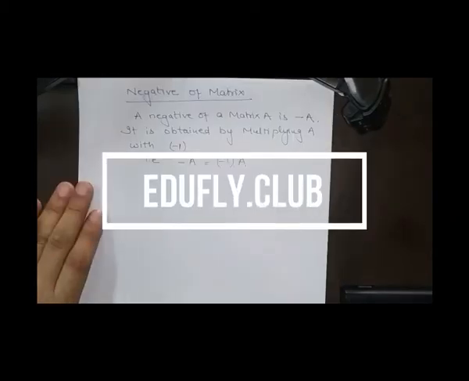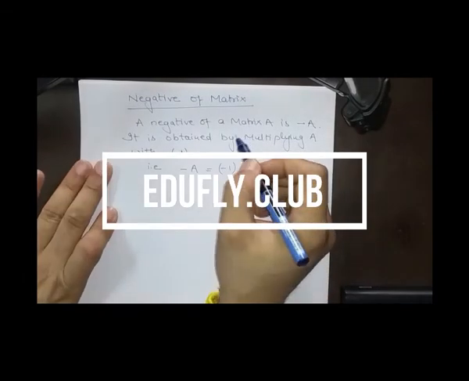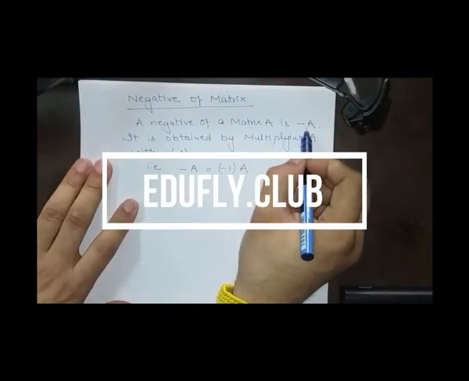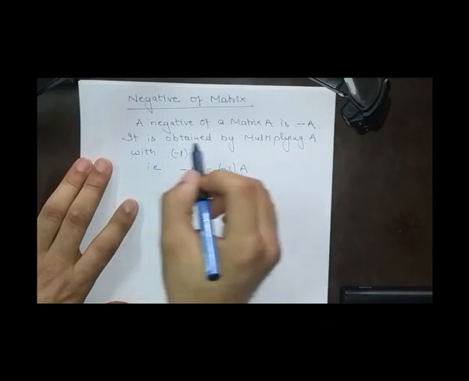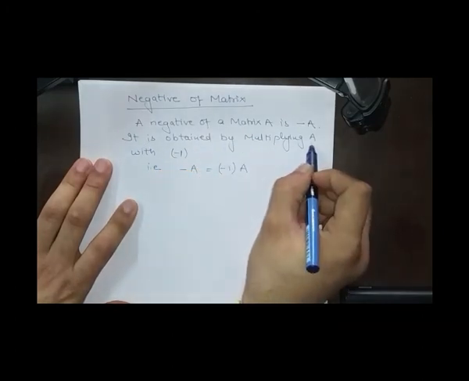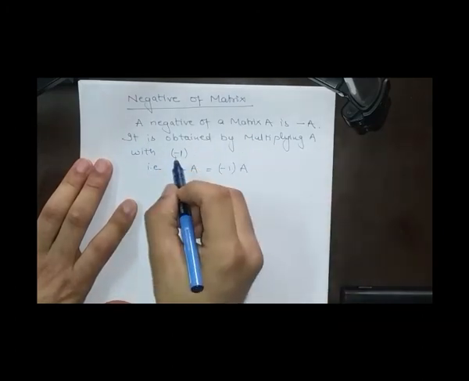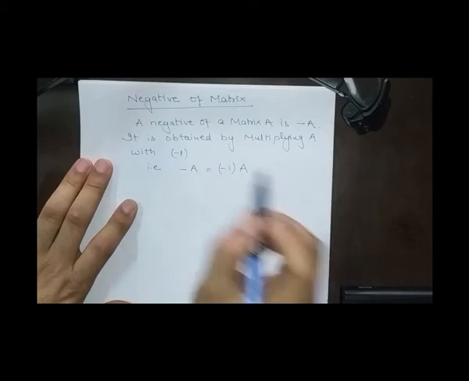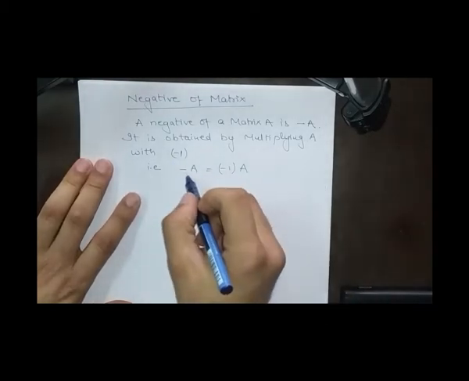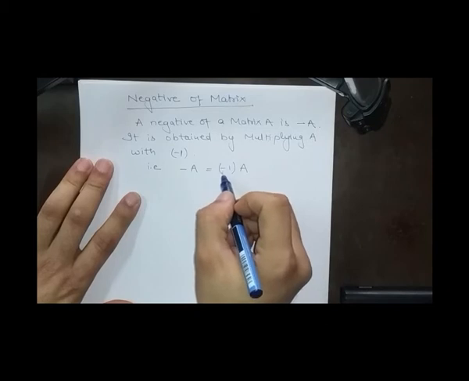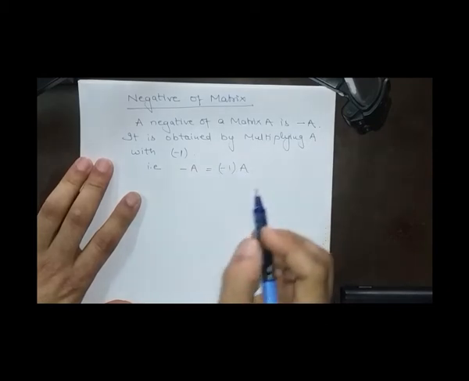Negative of a matrix. The negative of a matrix A is minus A. It is obtained by multiplying matrix A with the number minus 1. That is, negative of A is equal to minus 1 into A.